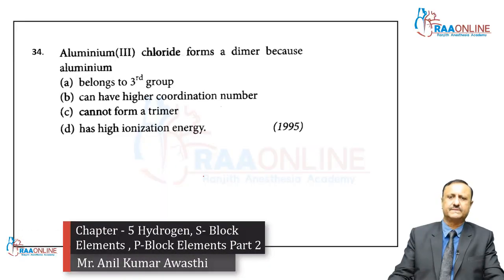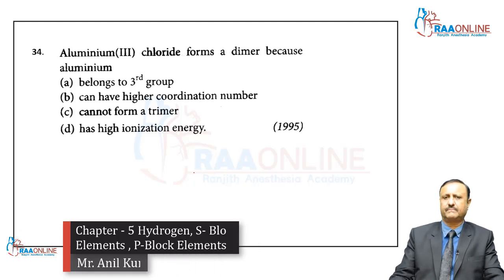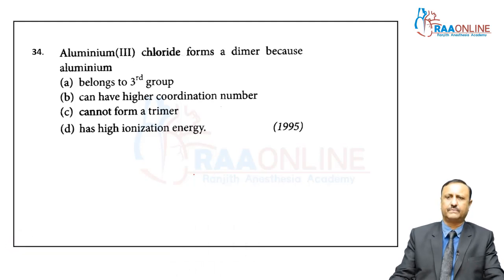Now my dear students, we can see question number 34. Aluminum chloride forms a dimer. Here my dear students, what is the structure of aluminum chloride? The structure is AlCl3, but we can see that it forms a dimer, Al2Cl6. Why does it form a dimer?